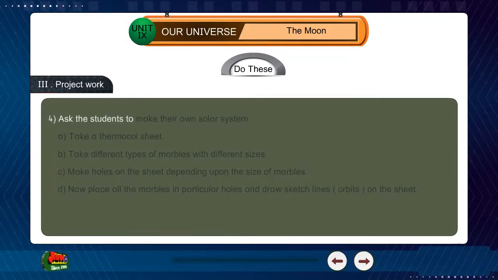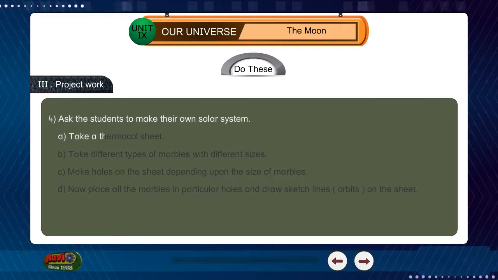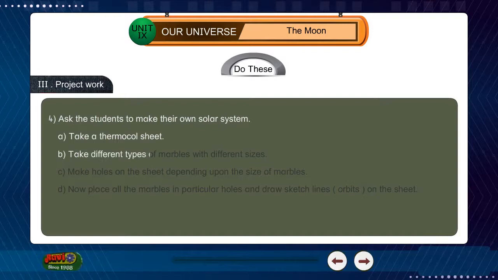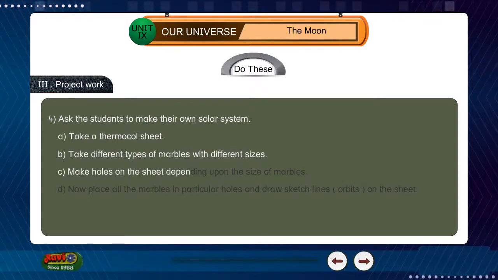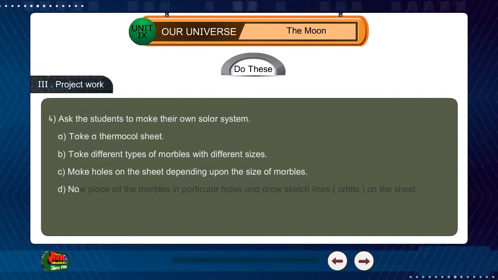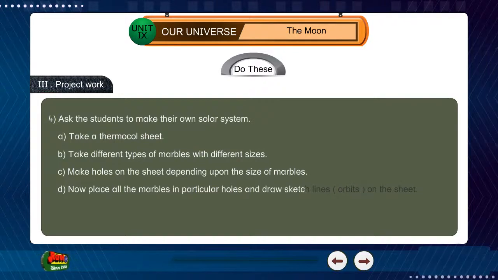4. Ask the students to make their own solar system. A. Take a thermocol sheet. B. Take different types of marbles with different sizes. C. Make holes on the sheet depending upon the size of marbles. D. Now place all the marbles in particular holes and draw sketch lines, orbits on the sheet.